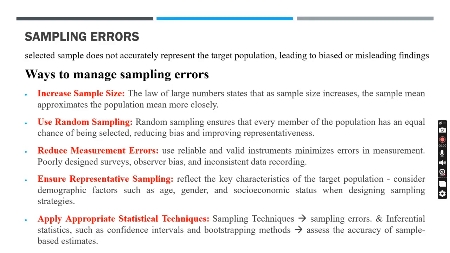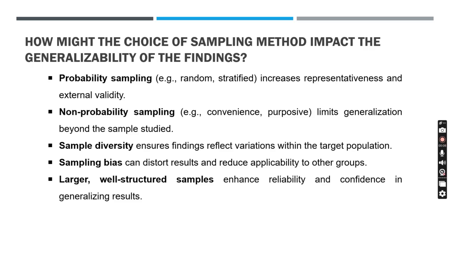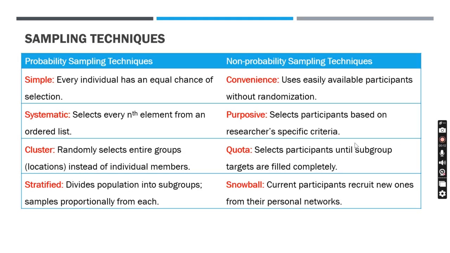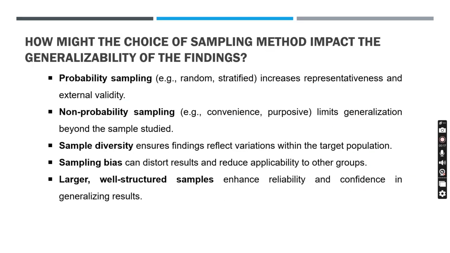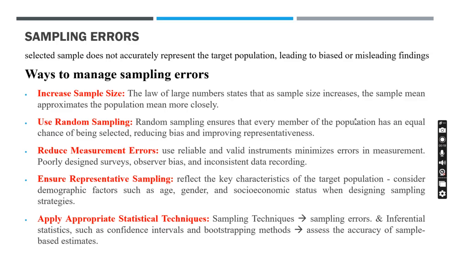This is Mustafa Bosch from KIU, and in the last video we talked about how the choice of sampling method could impact the generalizability of the findings, and we talked about the sampling techniques and the difference between probability sampling and non-probability sampling. Here we are going to talk about sampling errors.